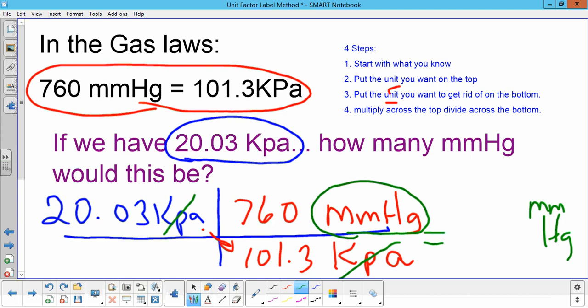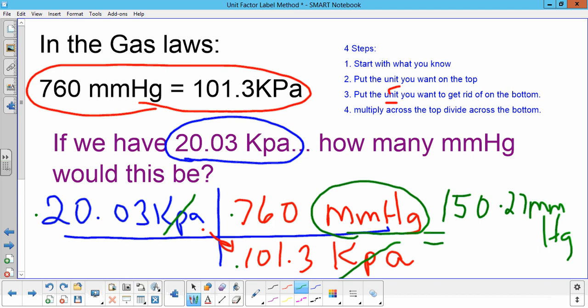What do I do with the numbers? Multiply numbers if they're on the top of the line. Divide numbers that you find on the bottom of the line. Hit equals when you run out of numbers, guys. You can go 20.03 times 760 divided by 101.3, or you can go 20.03 divided by 101.3 times 760. The order doesn't matter. Multiply and divide don't have a set order of operations. Regardless of how you enter it, you're going to get a number of 150.27.